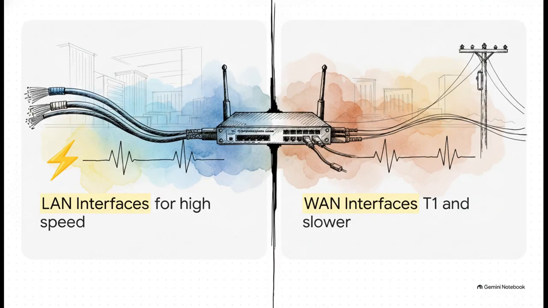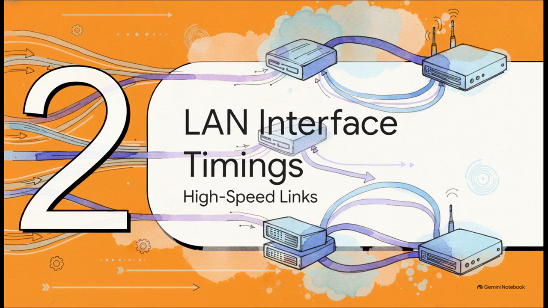Now here's where it gets really interesting. The router doesn't just scream hello at the exact same pace out of every single door. EIGRP is actually smart enough to know that not all physical connections are created equal. The timing for these hello packets drastically changes based on the type of network link. We have to draw a hard line here between two very different environments, high-speed LAN interfaces versus slower WAN interfaces. Specifically, we're talking T1 speeds and slower. The protocol completely changes its heartbeat depending on where it lives. Let's break these down, starting with Section 2, LAN interface timings.